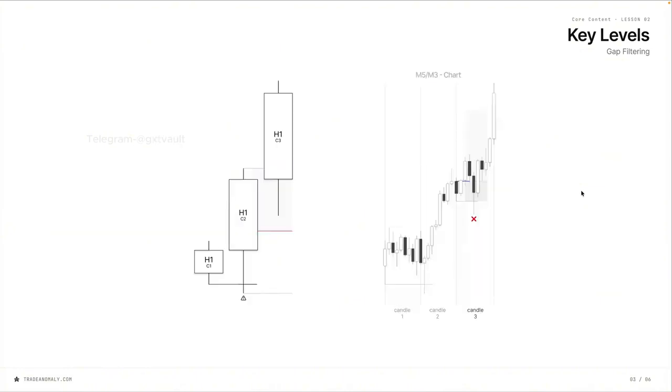So now we're going to talk about how to filter your entries. So with this little example here, what is the problem here?